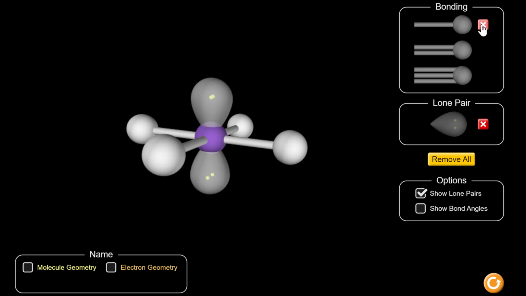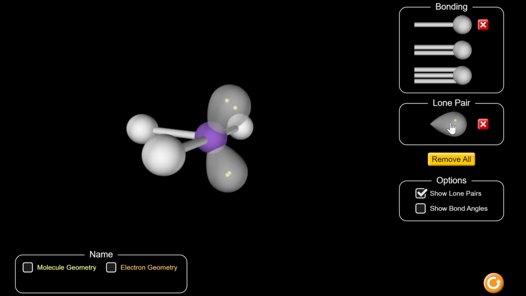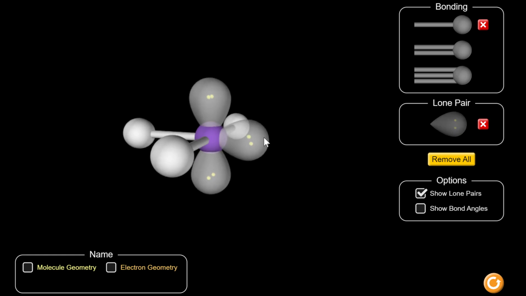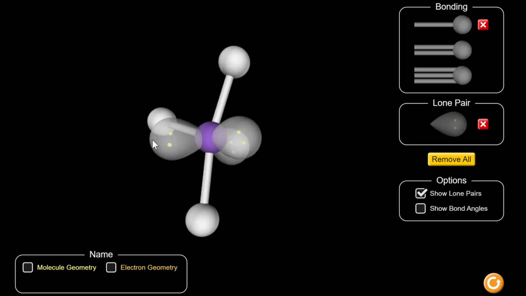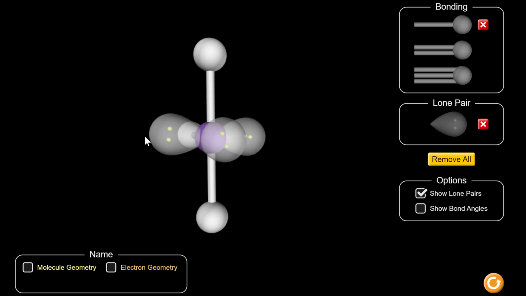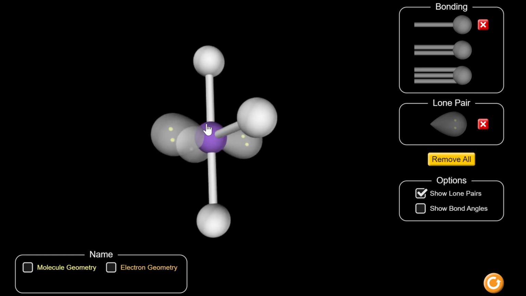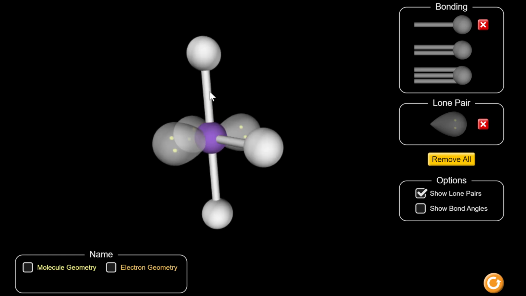We need to take away another bonded pair and replace it yet again with another lone pair. Those 3 lone pairs are pushing pretty hard on each other. Our shape looks a heck of a lot like this. You'll notice that the 3 atoms in a straight line here form 180 degrees. These atoms here are forming a 90-degree angle.